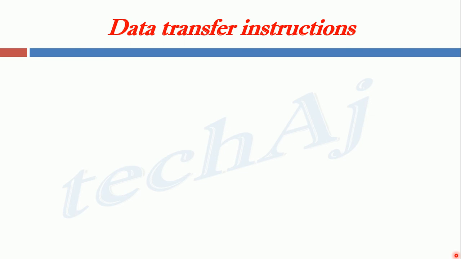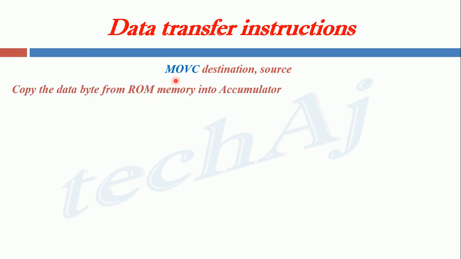Next data transfer instruction is the MOVC instruction. In this instruction, C indicates that it is related to the code memory. In 8051, code or program memory is our ROM memory. So this instruction will copy the data from ROM memory into the accumulator. So whenever we perform the operation of MOVC, it always copies the data byte from ROM memory into the accumulator. That means accumulator is always the destination in this instruction.